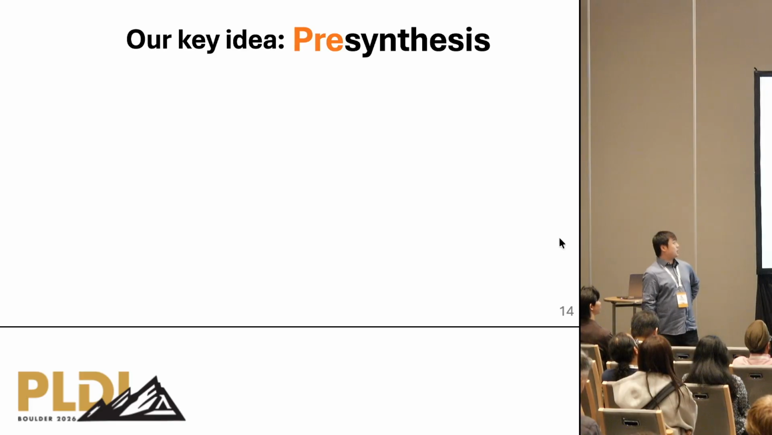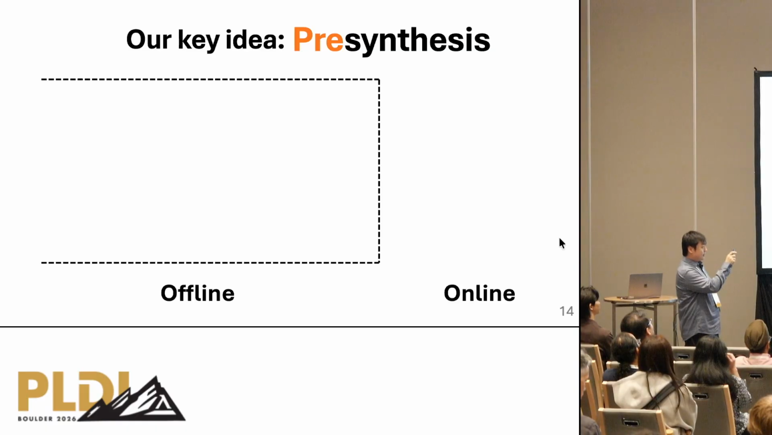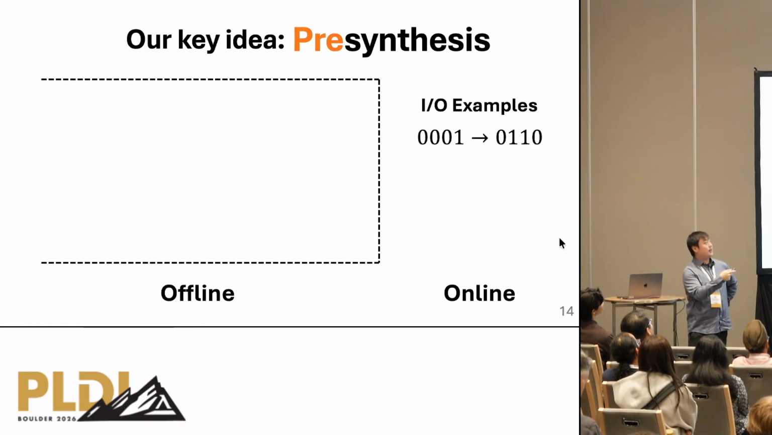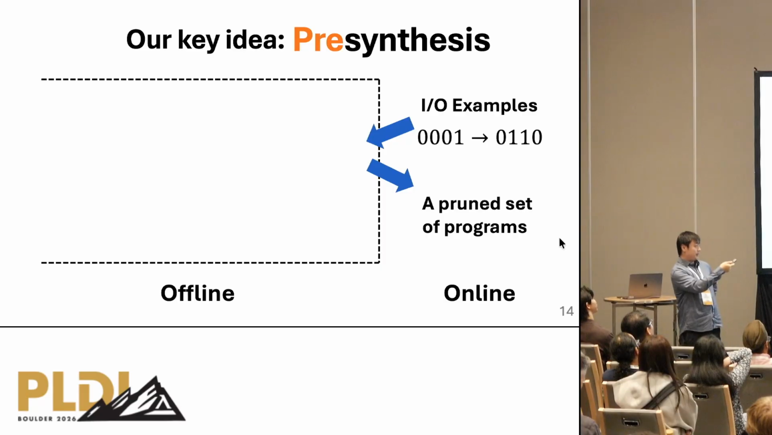To realize our goal, our key idea is presynthesis. We divide the synthesis procedure into two parts, offline part and online part. We define the online part as when you see the specifications, and offline is before you see the specifications. So in our framework, the I/O example will query something from the offline, and then the offline will return a pruned set of programs. That means something is pre-computed offline.